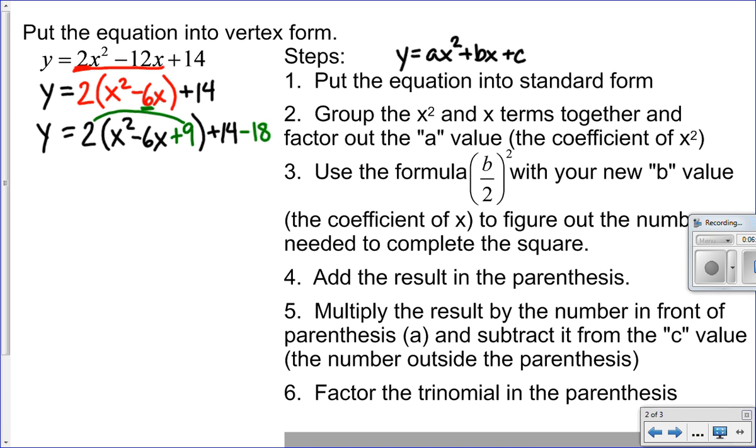My last step is to factor the trinomial in the parentheses. So I still have the y equals 2, and this is a perfect square trinomial. The shortcut to factoring perfect square trinomials is you take the square root of the first term, the square root of x squared is x, use your first sign, and then take the square root of the last term, which is 3. And that quantity will be squared. Then if I add the 14 and negative 18, I end up with negative 4, and this equation is now in vertex form.